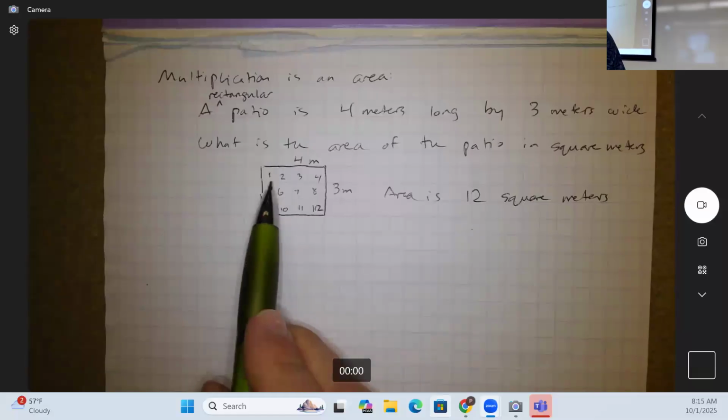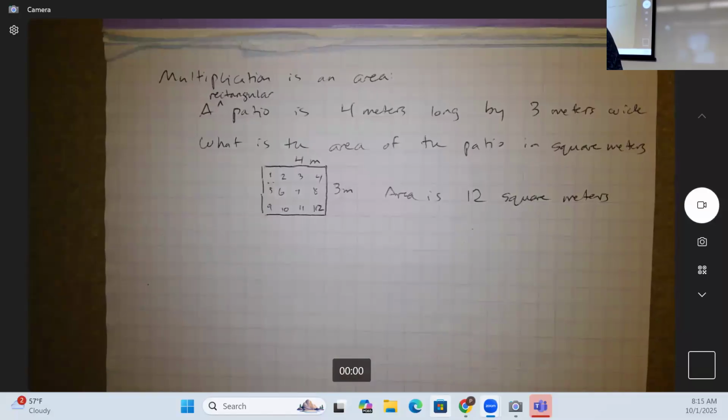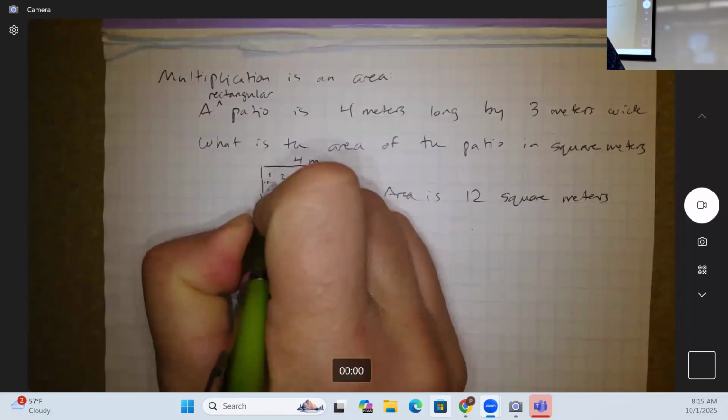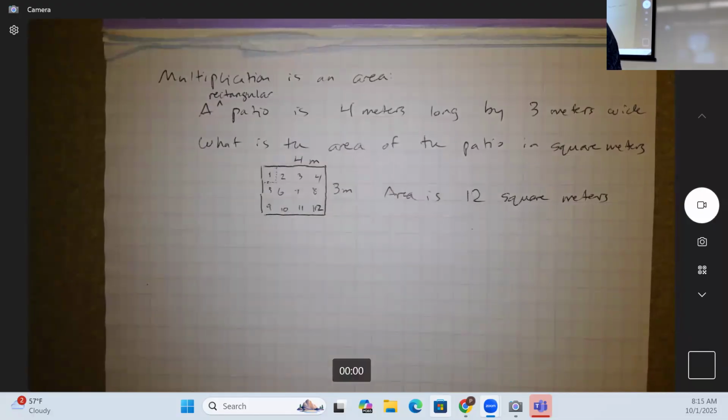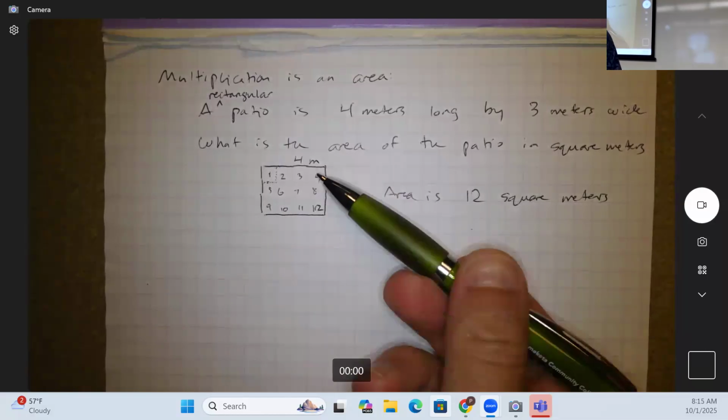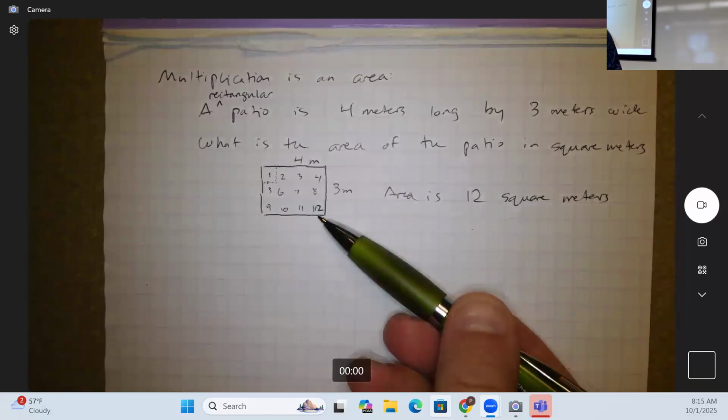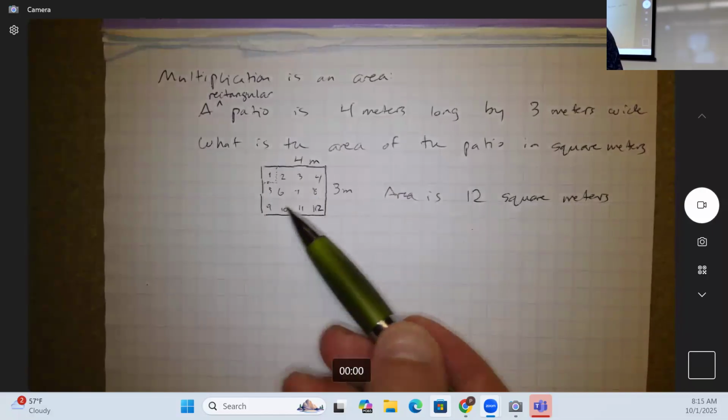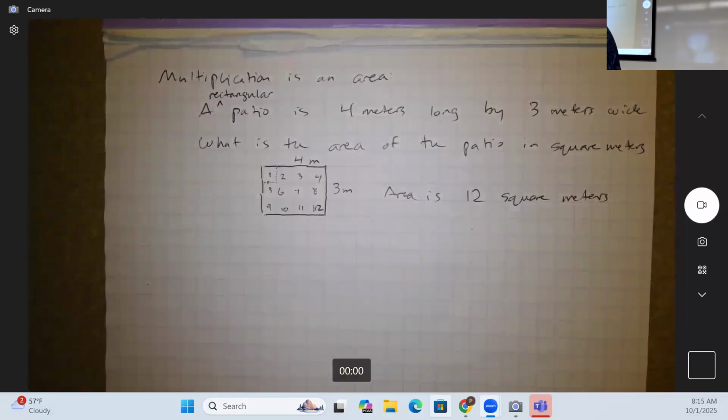Each of these little squares, it's a square. That's why we call it a square meter, because each of these little grids is a square. And we have 12 of them. And we get 12 of them because we take our 4 sets of 3 or our 3 sets of 4.